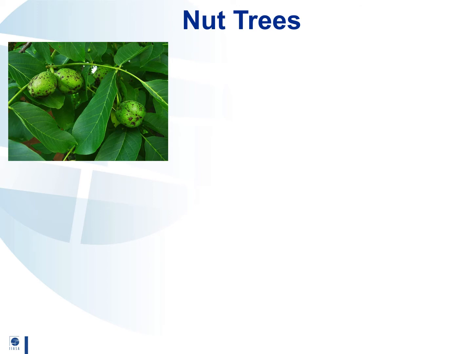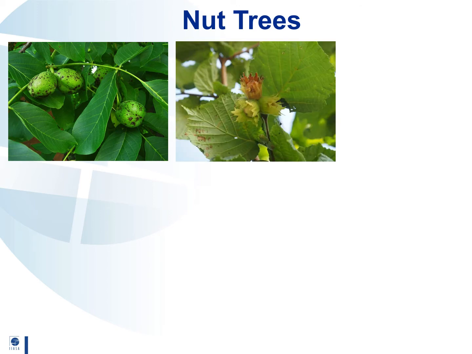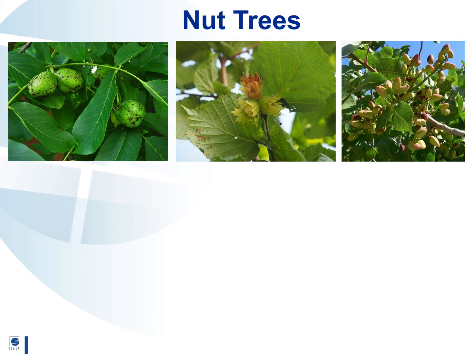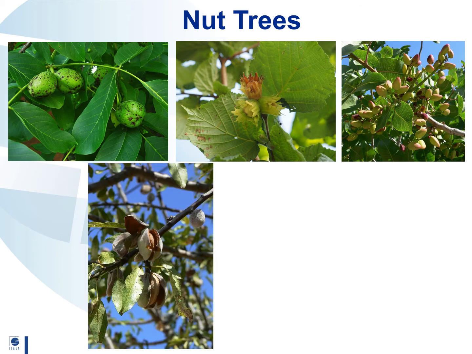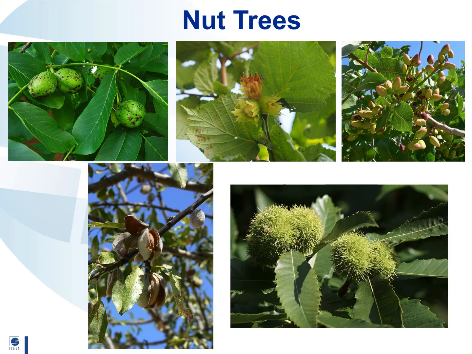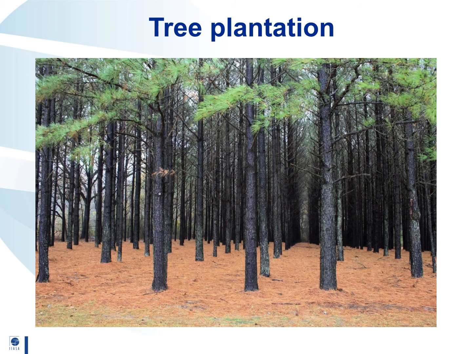walnuts, hazelnuts, pistachios, almonds, or chestnuts. If not fruit orchards, your option is tree plantation. Here is an example of how a tree plantation looks. They usually have a specific order, planted in rows.